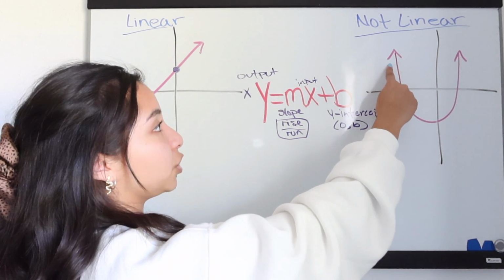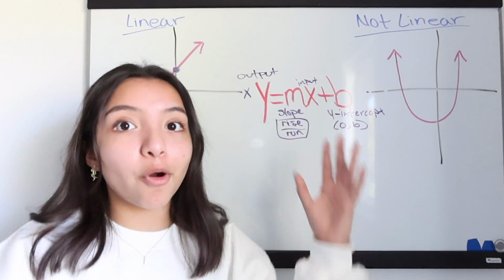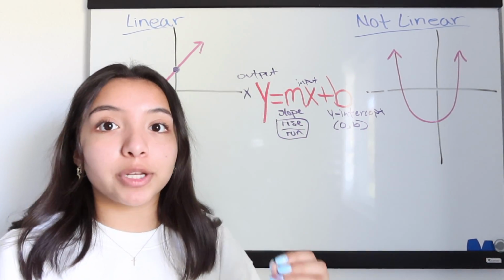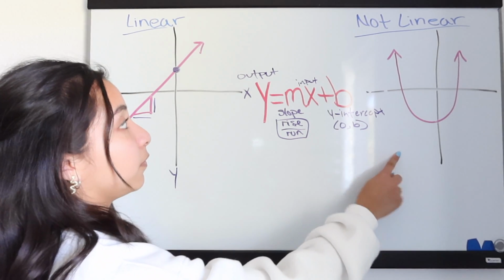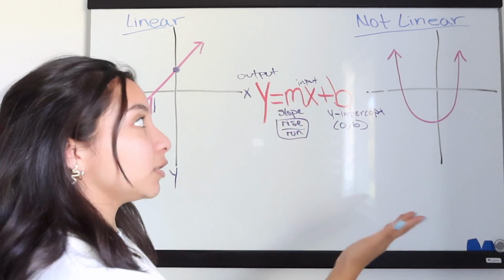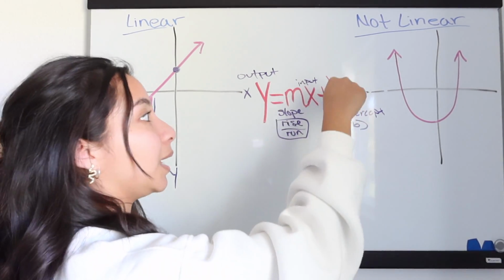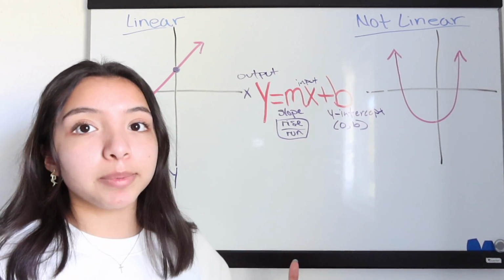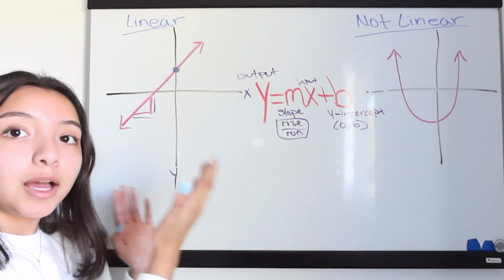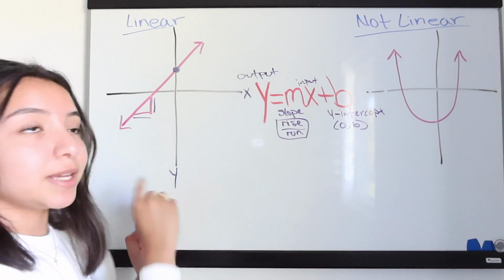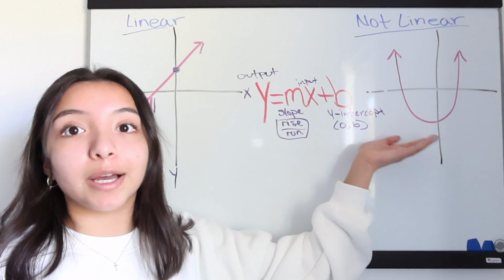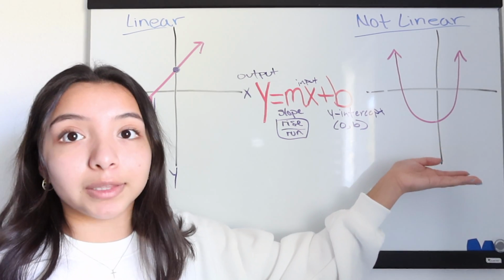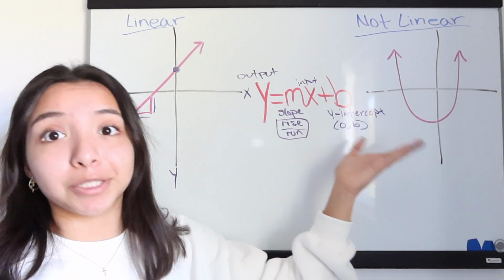Right here, it's changing. So as an overview, a linear equation is written in slope-intercept form. Y is equal to m, the slope, x, the input, plus b, the y-intercept, and it looks like this. A linear equation's graph is a line. This would be a nonlinear equation and a nonlinear graph, because this is not a line.